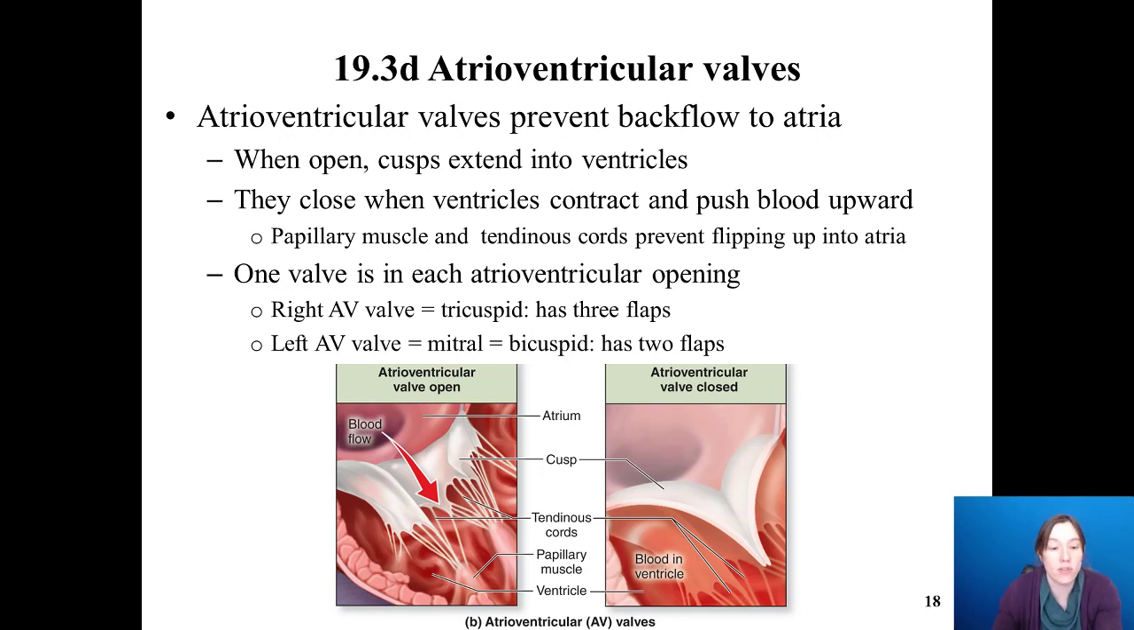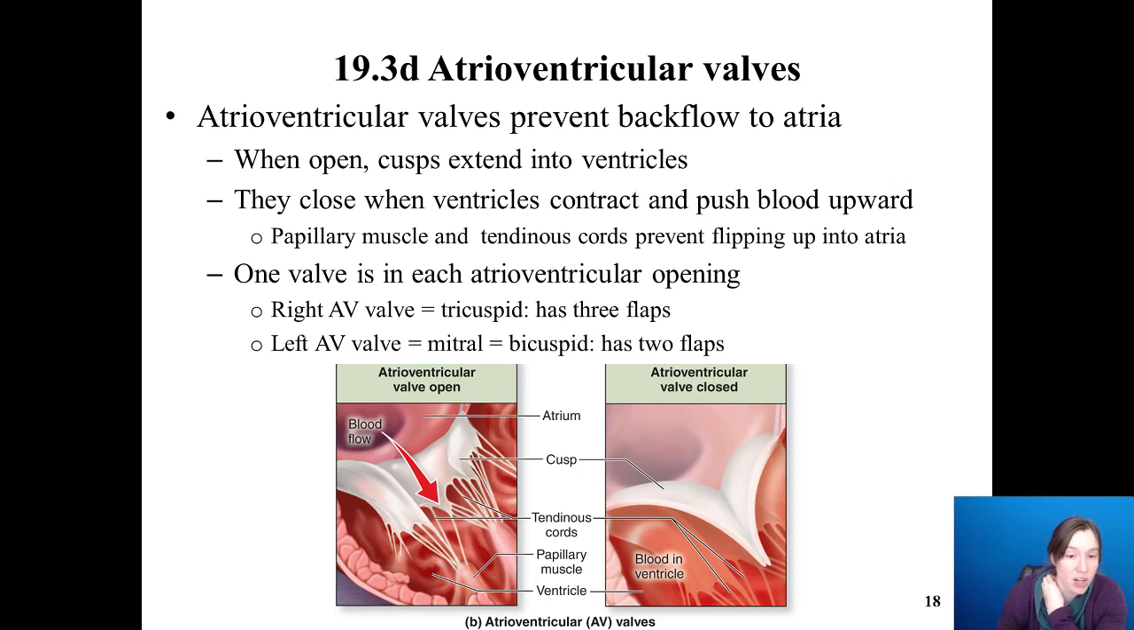And so the atrioventricular valves here prevent backflow into the atria. The blood will flow through the AV valves from the atrium into the ventricle, and then when the ventricle starts to contract, the valves are going to snap shut. When the valves are closed, you can see that the blood in the ventricle pushes against them, but the papillary muscles and the chordae tendineae are going to keep them closed well, so the blood is not allowed to go back into the atrium.